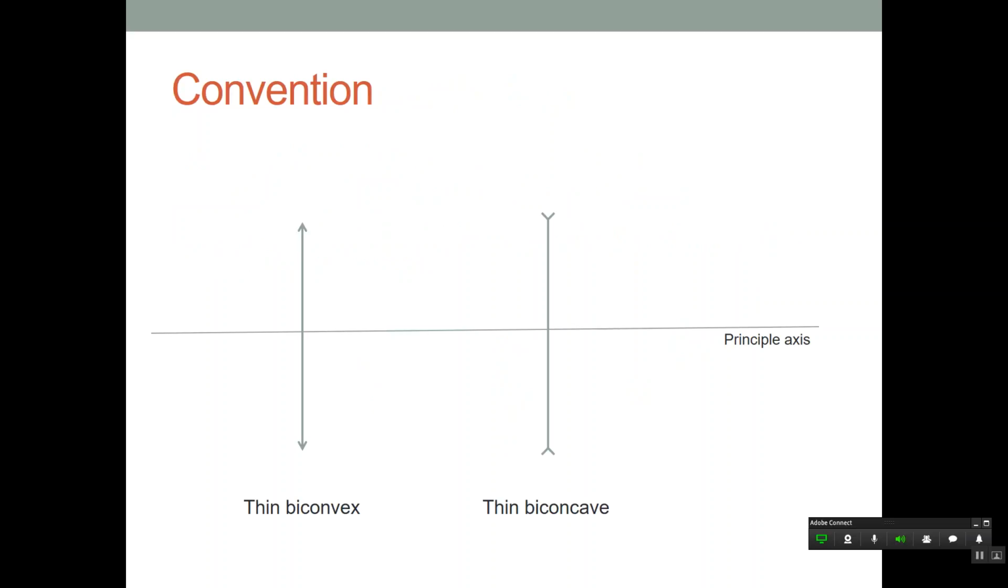Some convention here. If I want to draw a thin biconvex lens, I'll use this symbol, an arrow pointing in opposite directions here for biconcave. If you want to understand how we got those, imagine that this is the shape of a biconvex lens and that this is the shape of a biconcave lens. Okay? So we don't always draw the lens like a picture of a lens. Sometimes we just use the arrow notation.